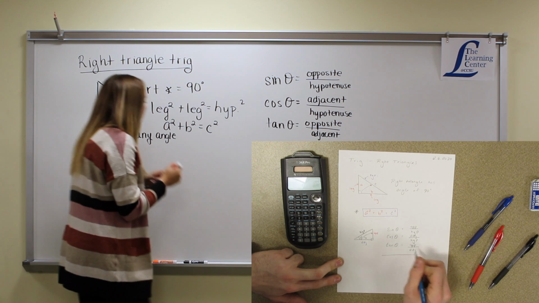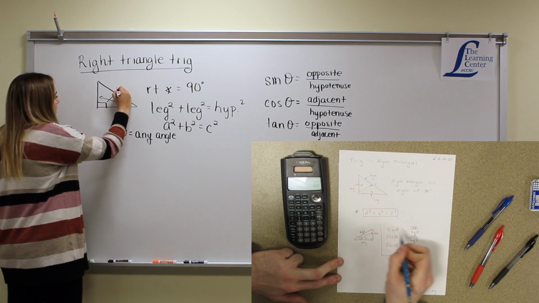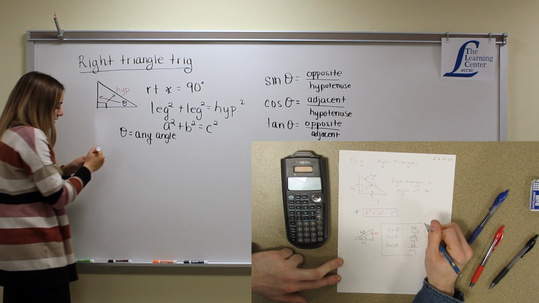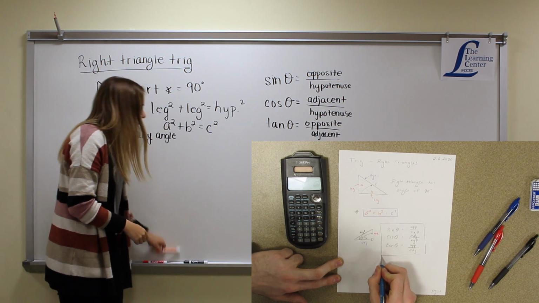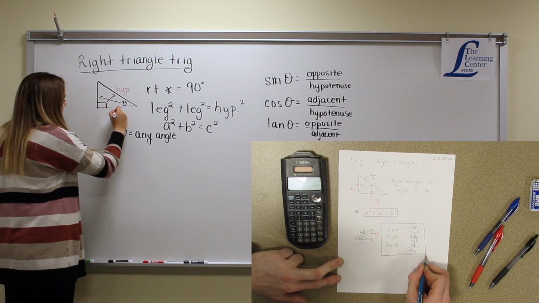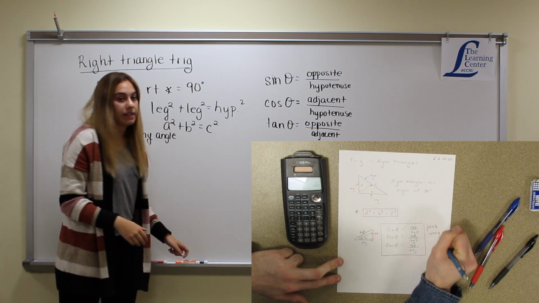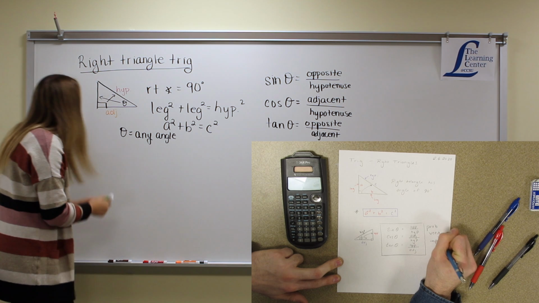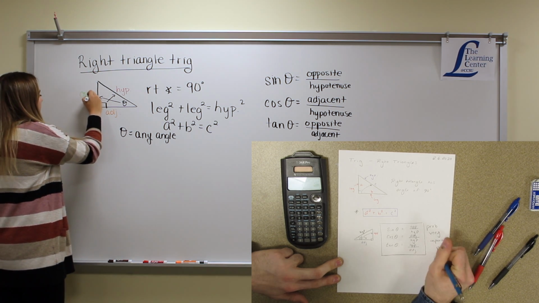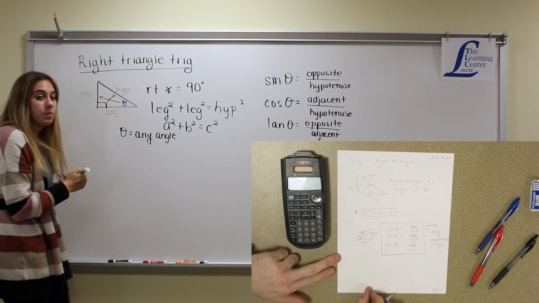Now I'm going to go ahead and label these in my picture. So again, we said this was the hypotenuse, opposite the right angle, the adjacent, which is one of the rays that forms the angle theta, and opposite, the side that's opposite the angle theta.